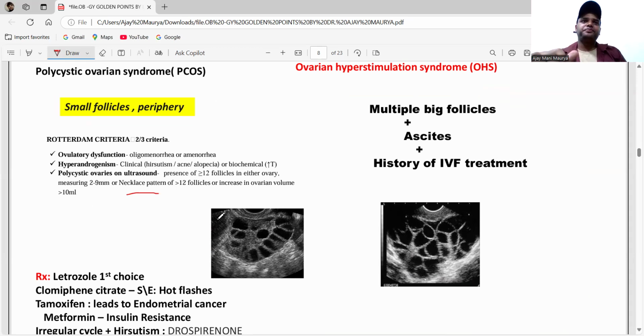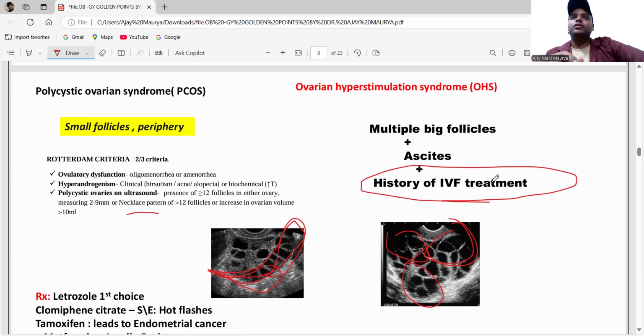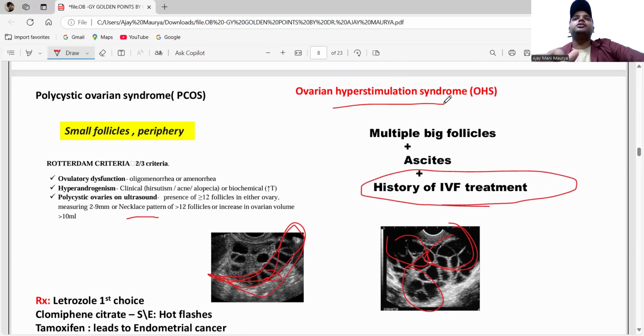Okay, now see here, guys, what happens here? The small follicles are arranged at the periphery. But here, see the multiple big follicles, with ascites plus a history of IVF treatment. They will mention the history of IVF treatment. This is ovarian hyperstimulation syndrome.